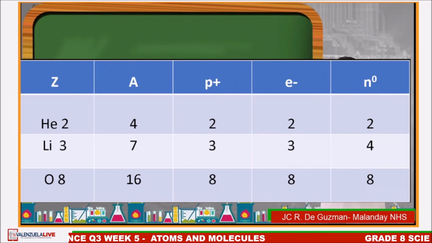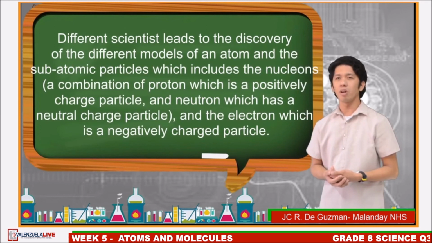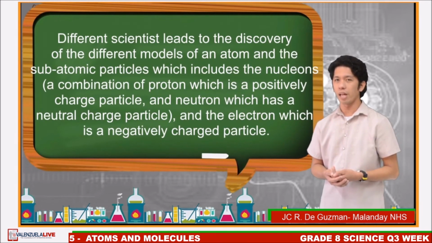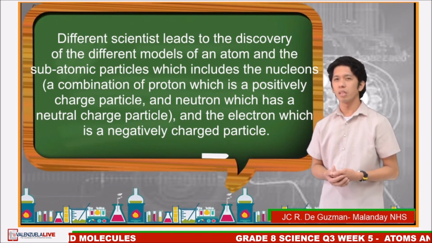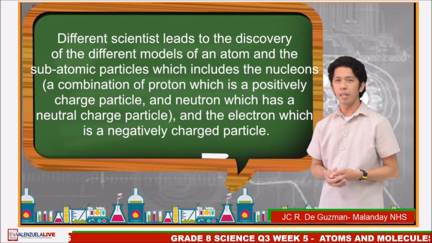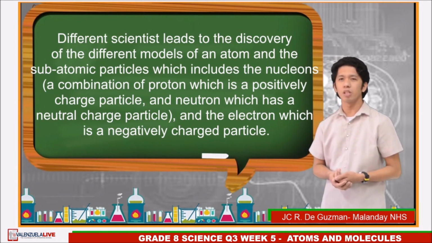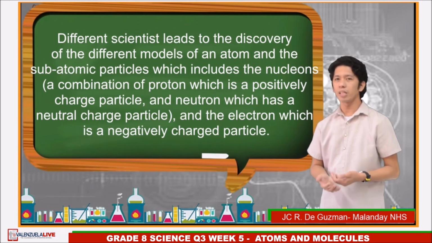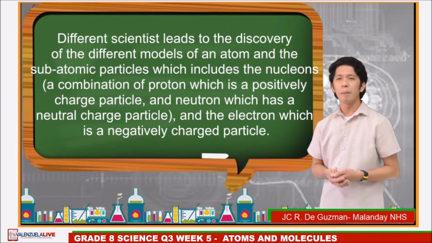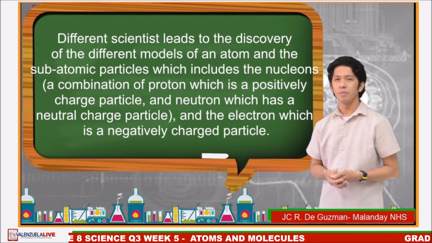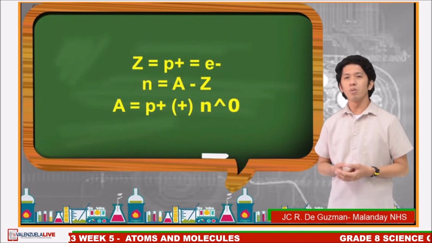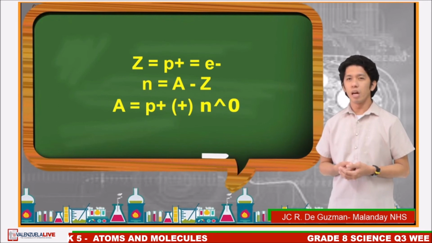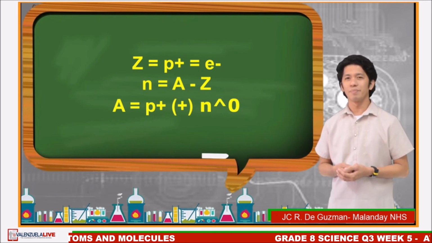To sum it up, different scientists led to the discovery of the different models of an atom and the subatomic particles, which include the nucleons, a combination of proton, which is a positively charged particle, and neutron, which is a neutral particle, and the electron, which is a negatively charged particle. We also use these formulas to get the value of the protons, electrons, neutrons, atomic weight, and the atomic number.